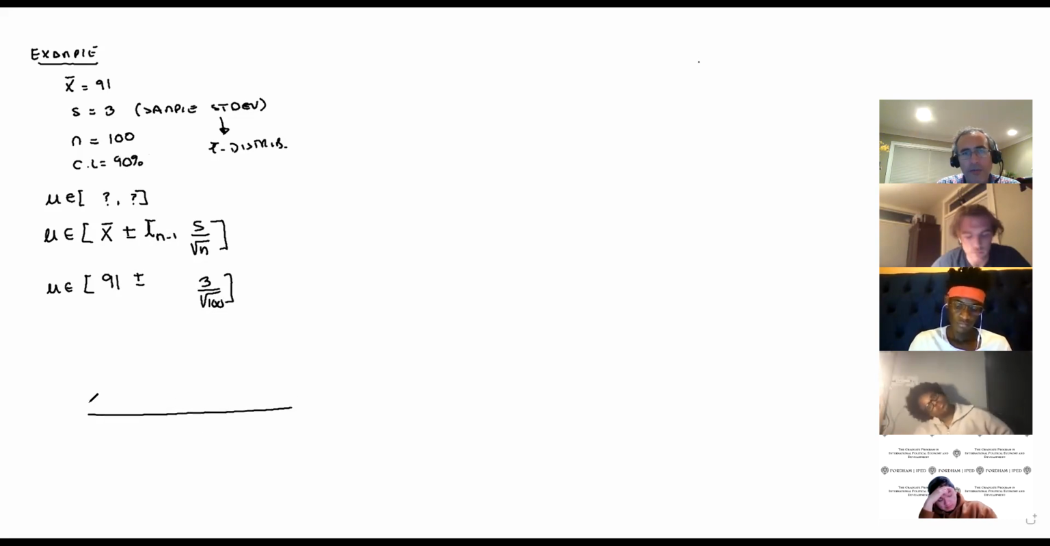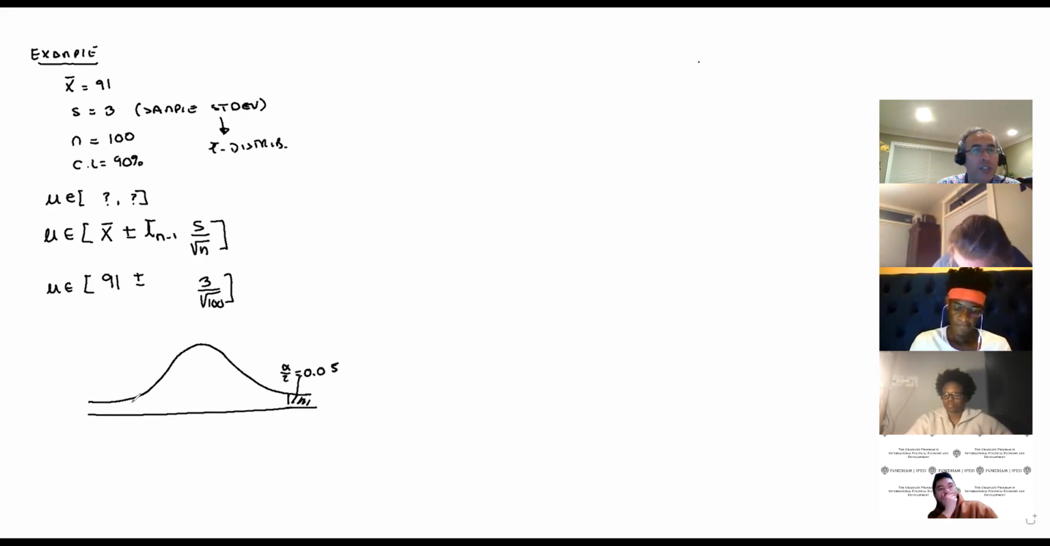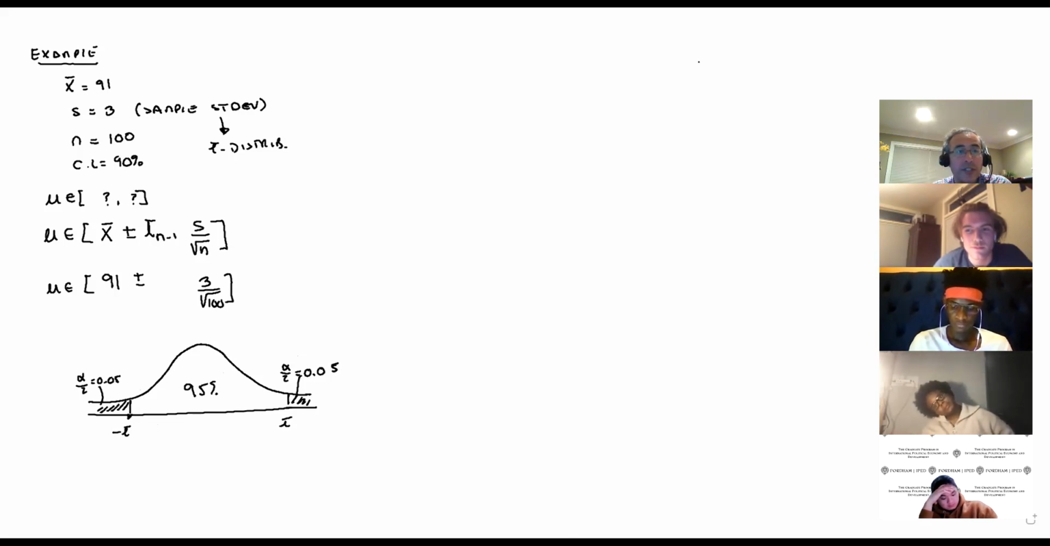So basically, the t, remember, it has fatter tails than the normal in general. And what I want from here equals 0.05. This is alpha over 2. And this part here is alpha over 2, also 0.05. Agree? So this is my 90% confidence interval. I need to find this t that is the negative of this one here. So how do we do that? Do you remember how we do this in Excel?